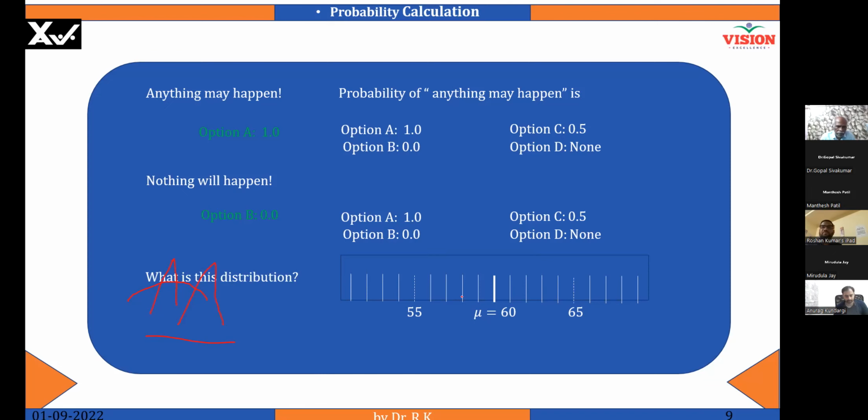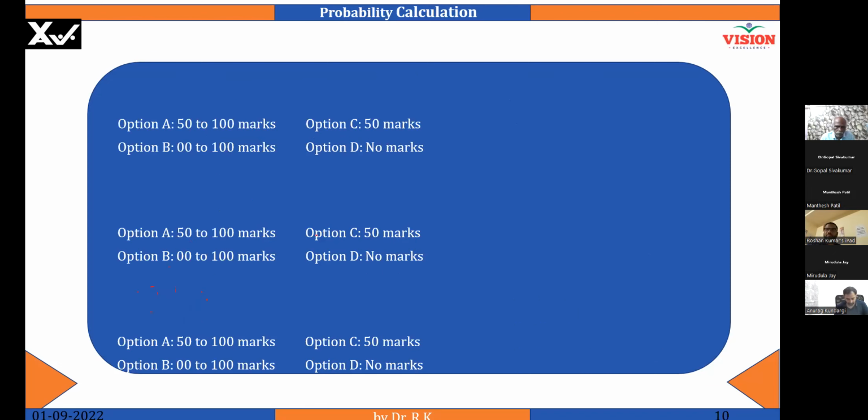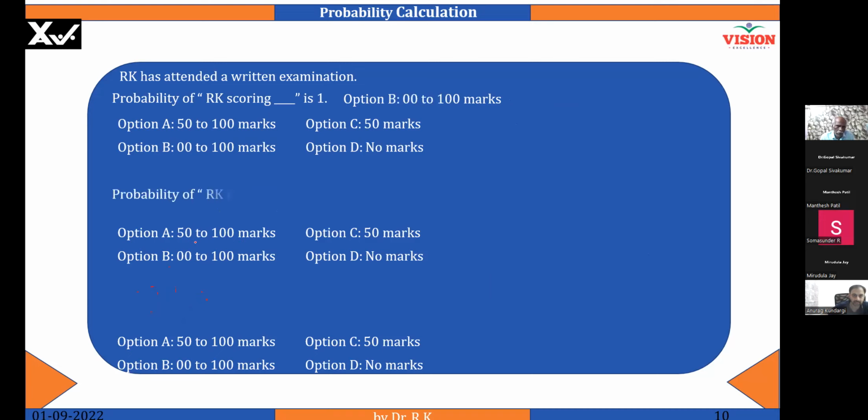So what is this distribution? You've answered. Yes, this question you answered. RK has attended a written examination. Probability of RK scoring dash is 1. Tell me, what is the correct option? 0 to 100 marks. Very good. Option B, 0 to 100. Probability of RK scoring dash is 0. What is the mark? Option D. No mark, because he must score at least 0 marks. Right?